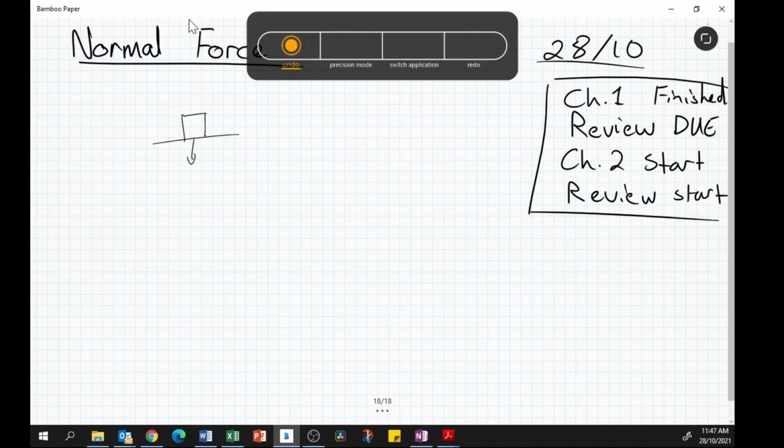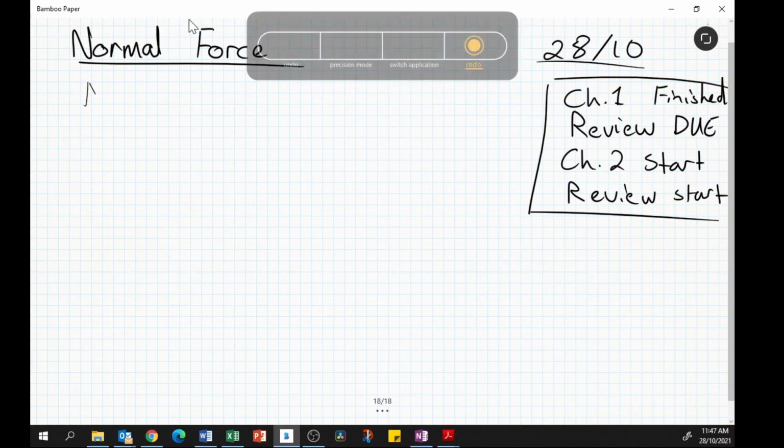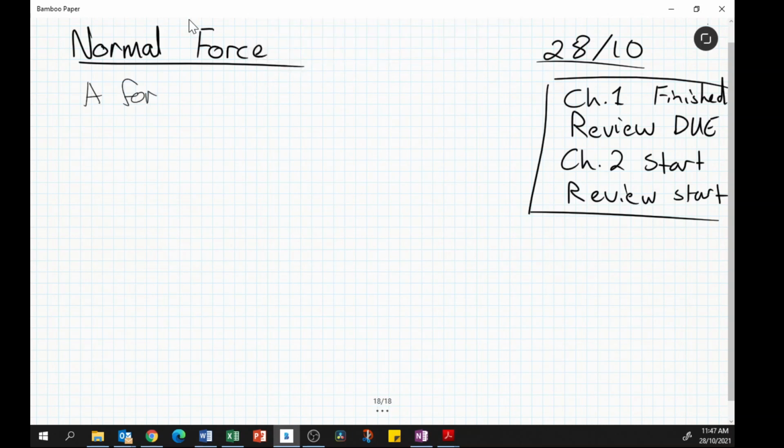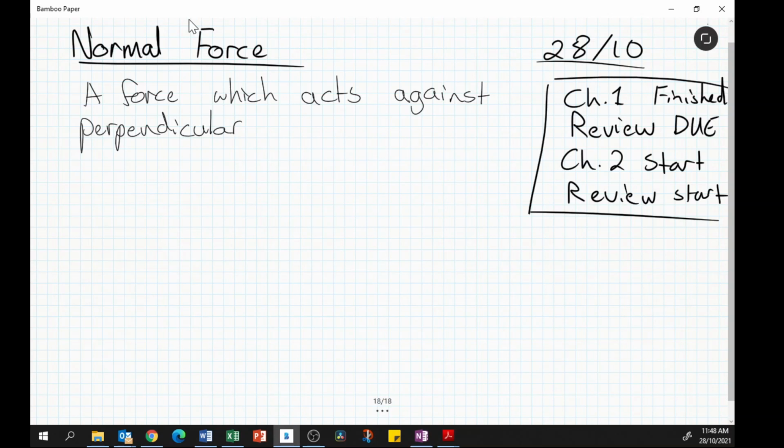So, let's talk about normal force for a little bit. A force which acts against motion perpendicular to the surface.